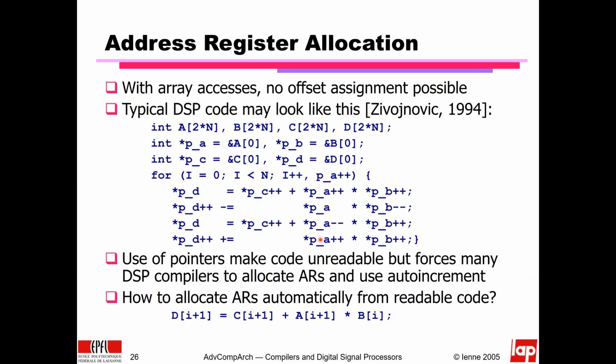Certainly not someone in a good mind, because this is readable or nice code, right? This is horrible. But it has one advantage. It tells almost explicitly, right? It's not explicit, but it's done on purpose to have the compiler say, oh, it's great to allocate an address register to this, an address register to this, an address register to this, and yet another address register here, and then auto-increment these address registers when these operations get performed.